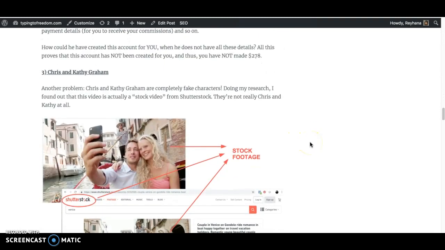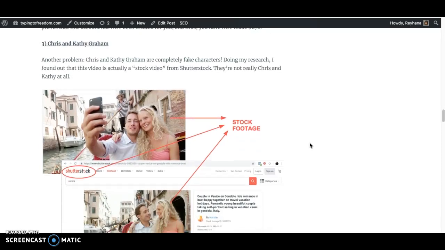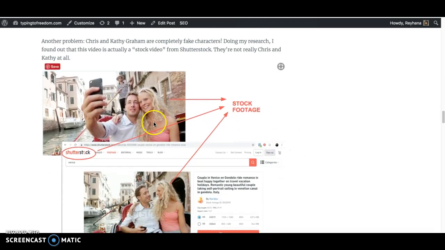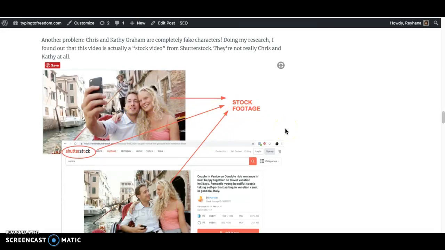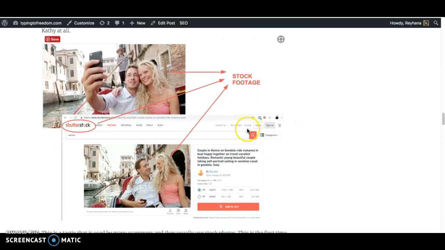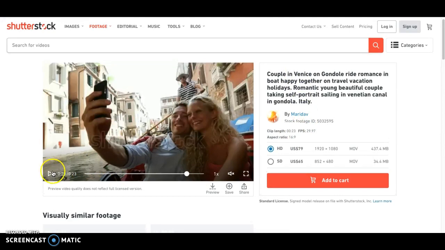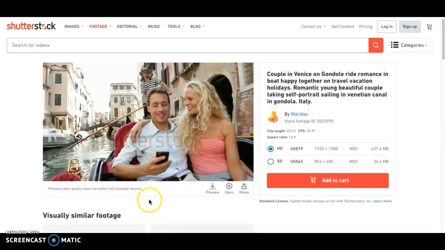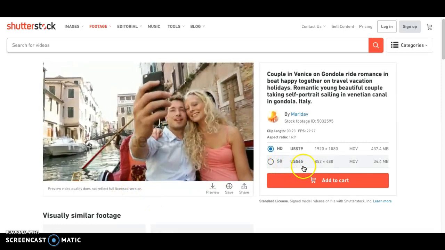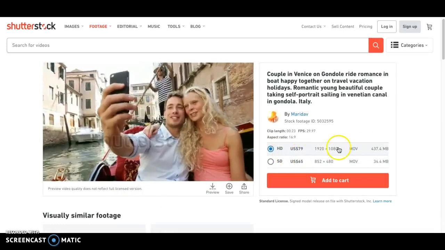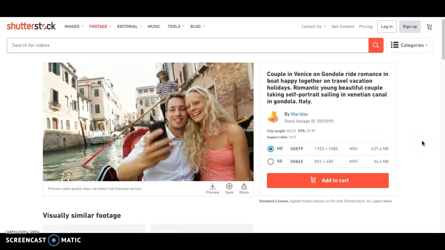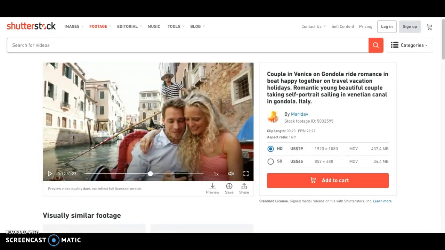So the next point I want to make is Chris and Kathy Graham. They're completely fake characters, guys. I did my research and found out that the video that Chris supposedly shows you here of him and his wife, Kathy, is just stock footage that he bought off of Shutterstock. So if you go to Shutterstock, I can actually show it to you here. That's the video, right? So that's them taking the selfie. You have the SD version for 65 or HD version for 79. I mean, yeah, basically they got it from Shutterstock.